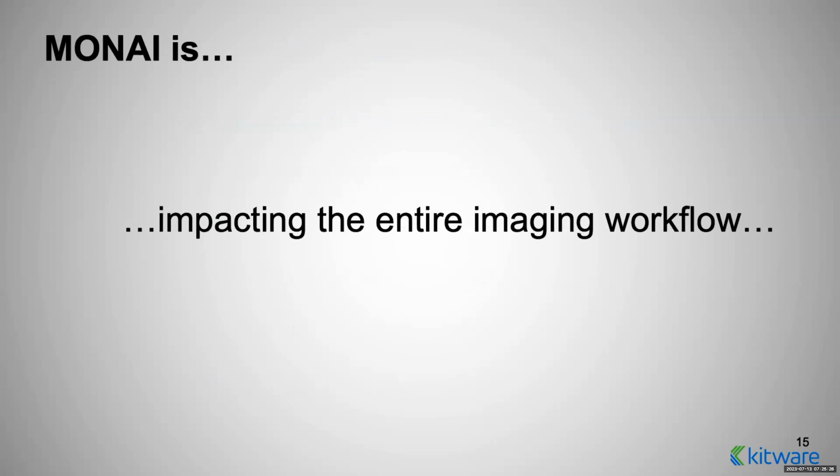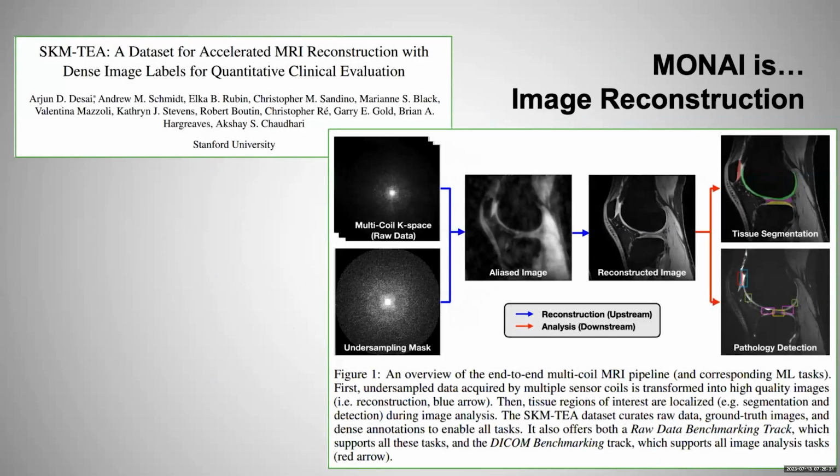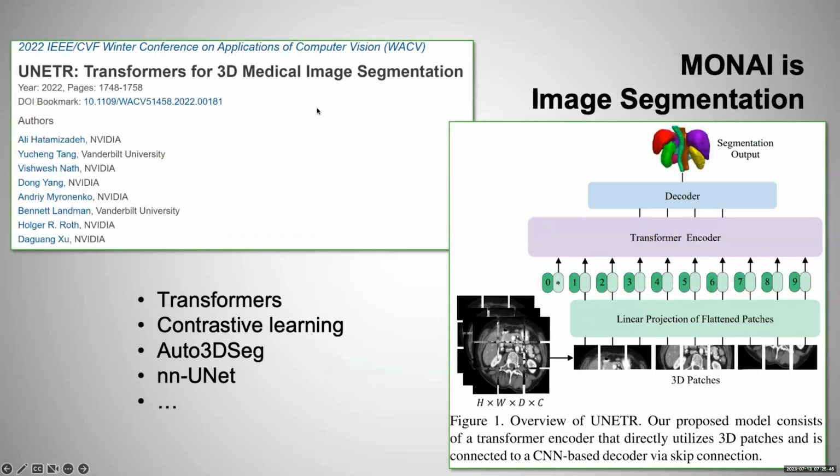And then what is MONAI doing? It's impacting the entire imaging workflow. And so going through these real fast, it's being used for image reconstruction. These people came up with an image reconstruction challenge, and they came up with a demonstration reconstruction algorithm using MONAI as part of this challenge. Group out of Stanford did that. Others are doing image segmentation, transformer networks, everything. Y'all have heard about that continuously the last 3 days.